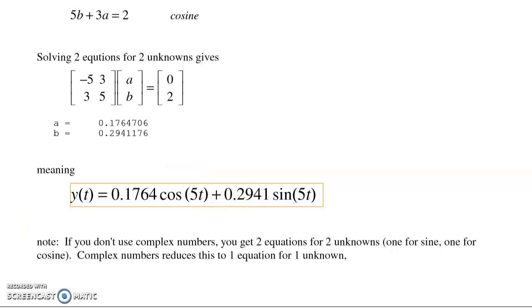Moral is, if you don't use complex numbers, you get two equations and two unknowns, one for sine, one for cosine. If you were to use complex numbers, I can just have one equation, one unknown. And I much prefer one equation, one unknown. That's one of the main reasons we use complex numbers so much in electrical engineering.